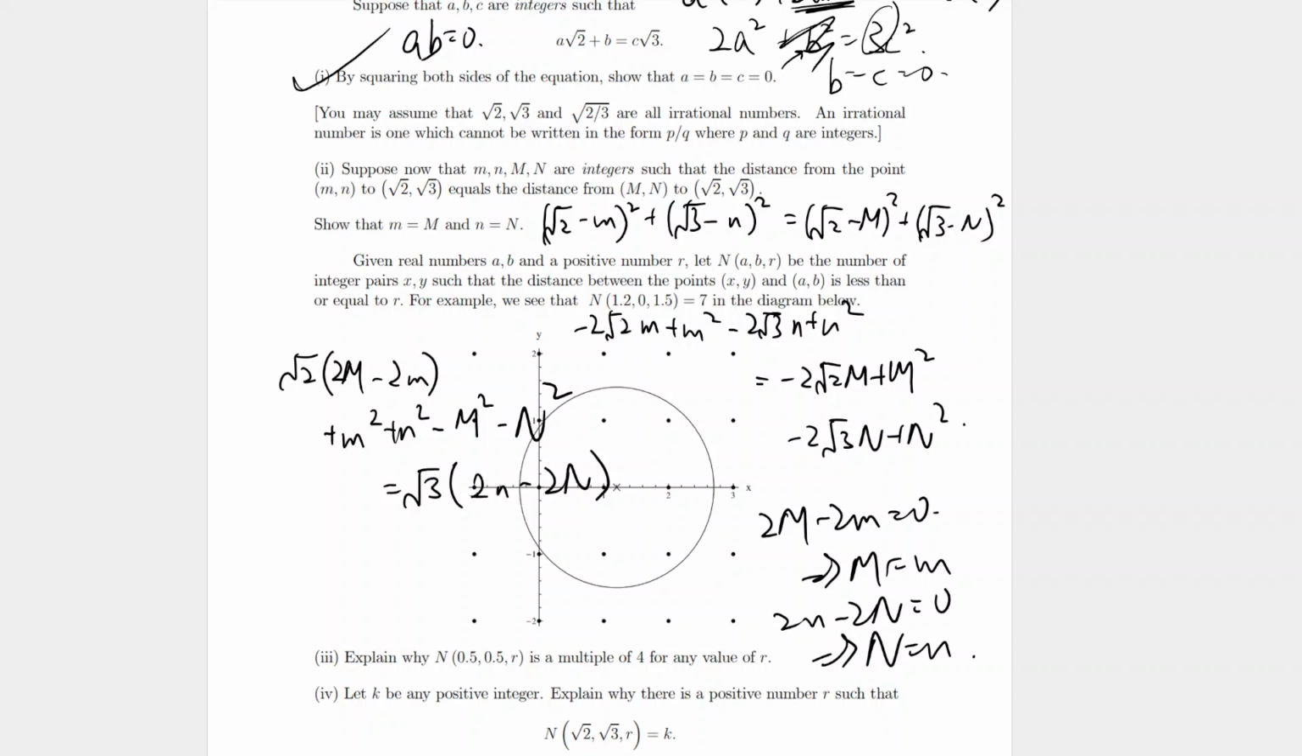Number of integer pairs xy such that the distance between points xy and ab is less than or equal to r. Okay, and the diagram gives you an example. So let's have a look. Explain why n of (1/2, 1/2), r is a multiple of 4 for any value of r. Okay, let me use the diagram they provide because I can't be asked to draw my own, and not that I have space anyway. So 1/2, 1/2, it's here.